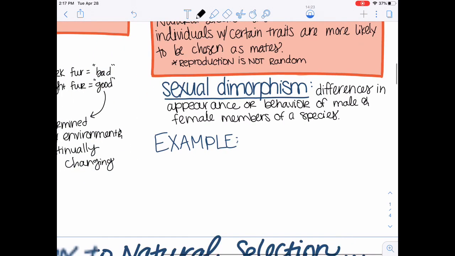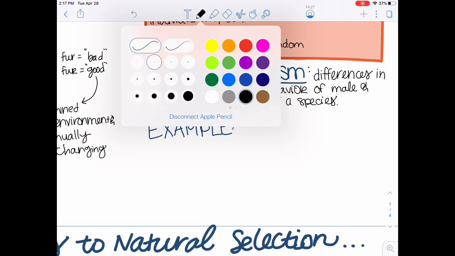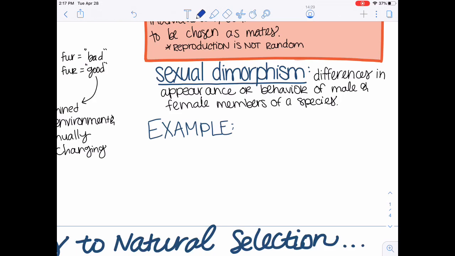For example, like I said, you already know some of these examples. We have a lot of members of the bird pheasants. The male pheasant is the pretty one, and again, its whole reason is to attract a mate. Pheasants, deer, the bigger the antler, the more likely it will be chosen as a mate.